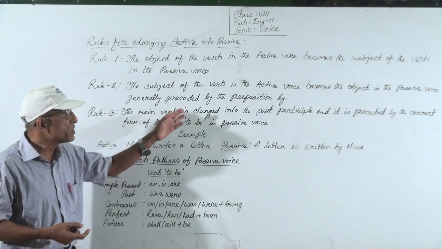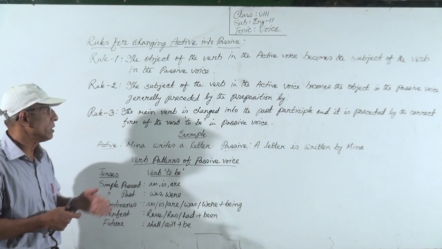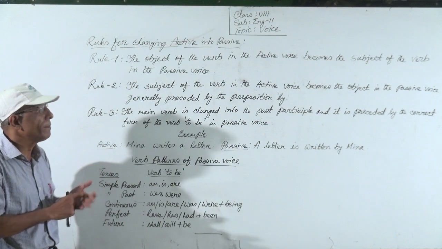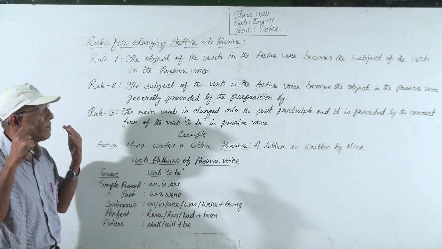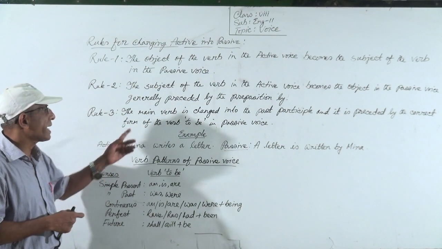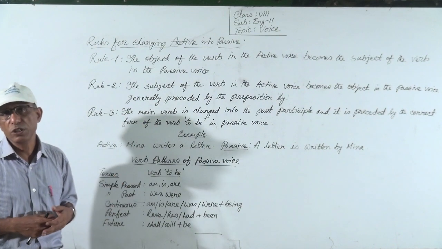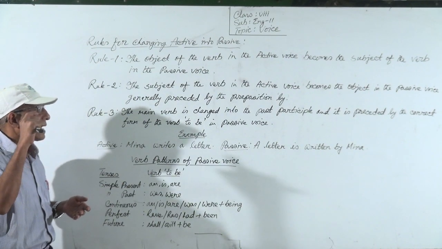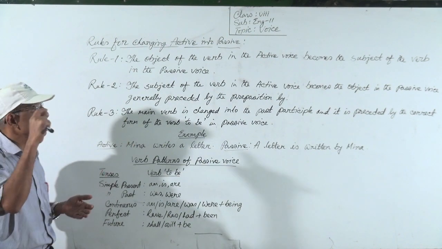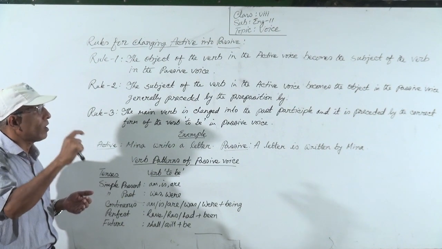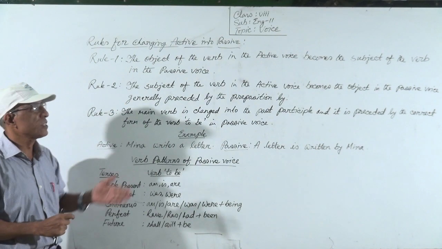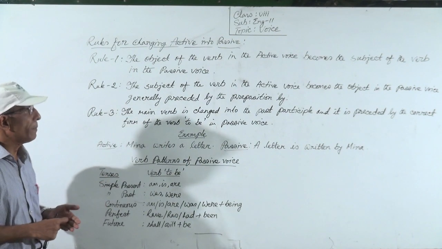Now rule 3. The main verb is changed into the past participle. You have to remember the main verb in active voice will always be a past participle in the passive voice, and it is preceded by the correct form of the verb to be. There will be a correct form according to tense. You have to use a to be verb before the past participle form of the verb in the passive voice.